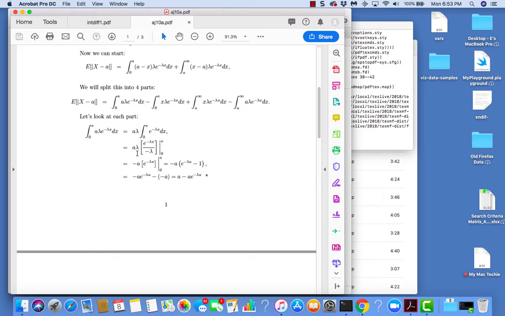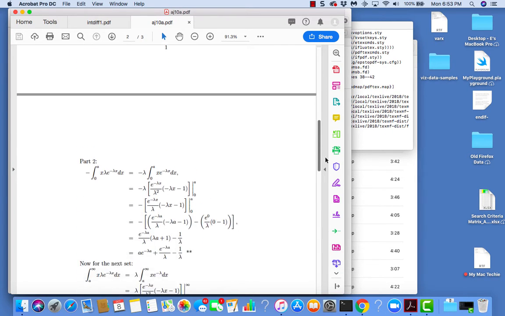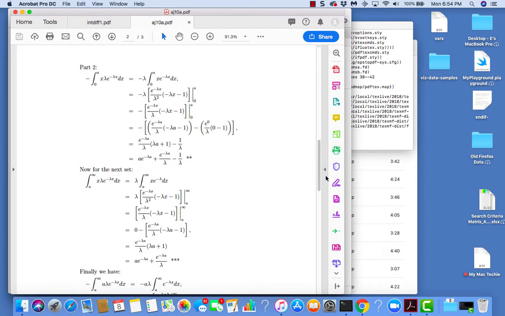And we're going to evaluate that from a to 0. But I can cancel those lambdas, and that's going to leave me with minus a times e to the minus lambda x, evaluated from a to 0. So I'm going to end up with minus a times e to the minus lambda a minus 1, because I had e to the 0 here, so that's a 1. And when I multiply through by the minus a, I get a minus a times e to the minus lambda a. So that's our first term, and I gave that 1 star. You'll see each part's going to have its own number of stars.